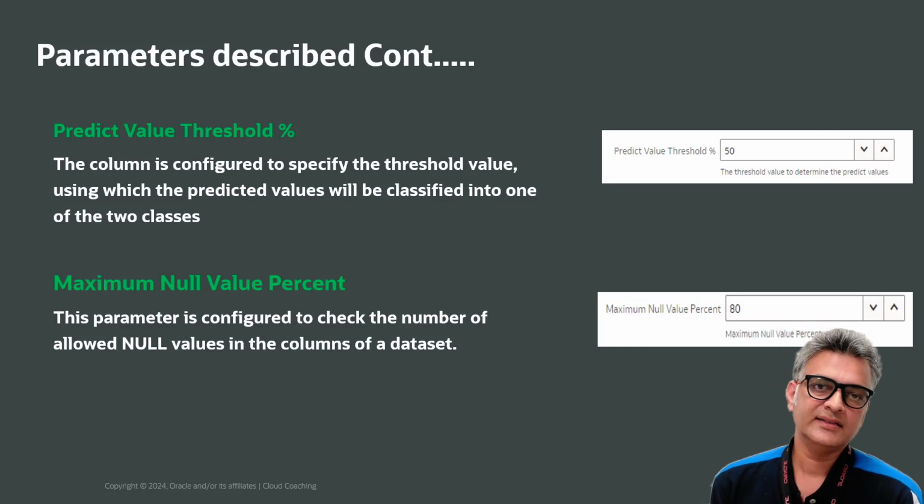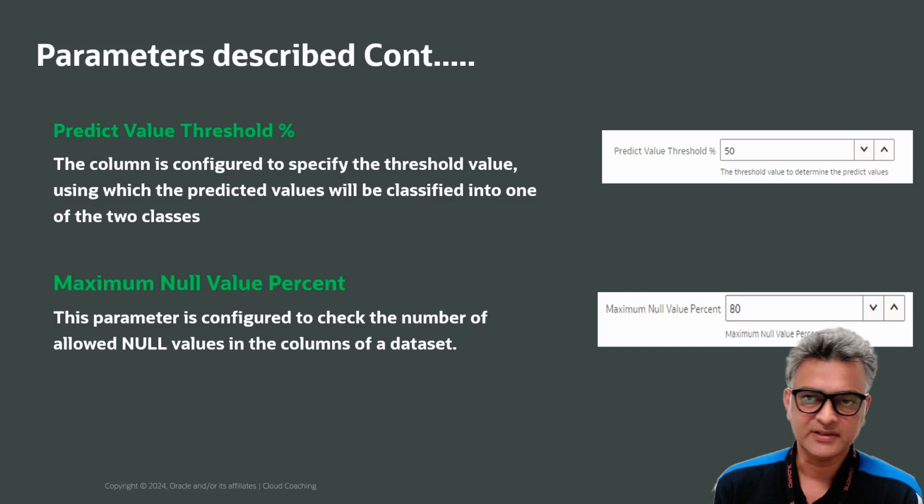This identifies how many nulls within a particular column are allowed and the threshold beyond which that column would not be considered for machine learning model building. The default value is around 80%.